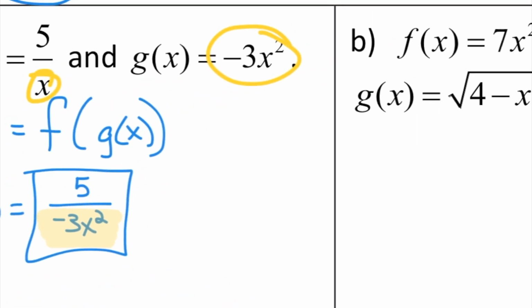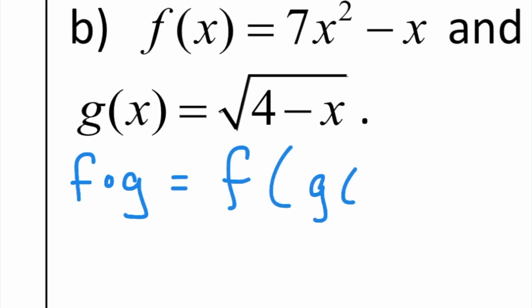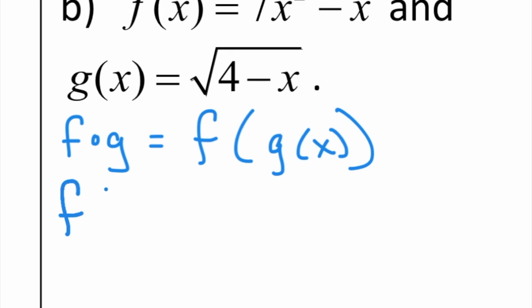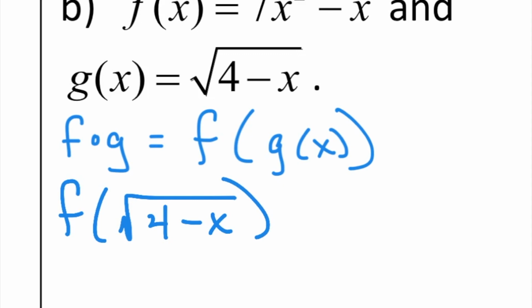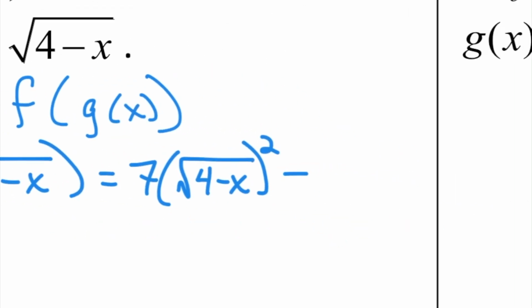In the second problem here, remember that f of g is the same as f of g of x. And so we're looking for f of, and then this radical 4 minus x. And so that's going to be 7 times radical 4 minus x squared minus, and then radical 4 minus x again. That's kind of messy.